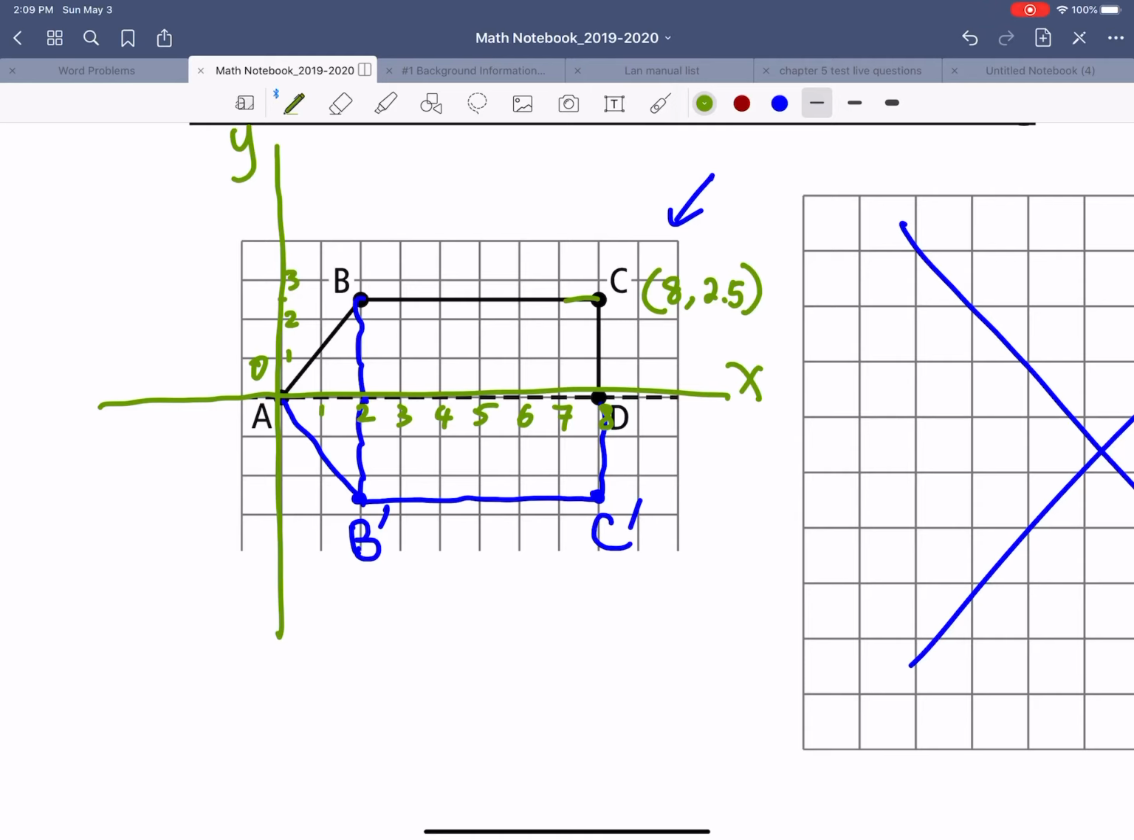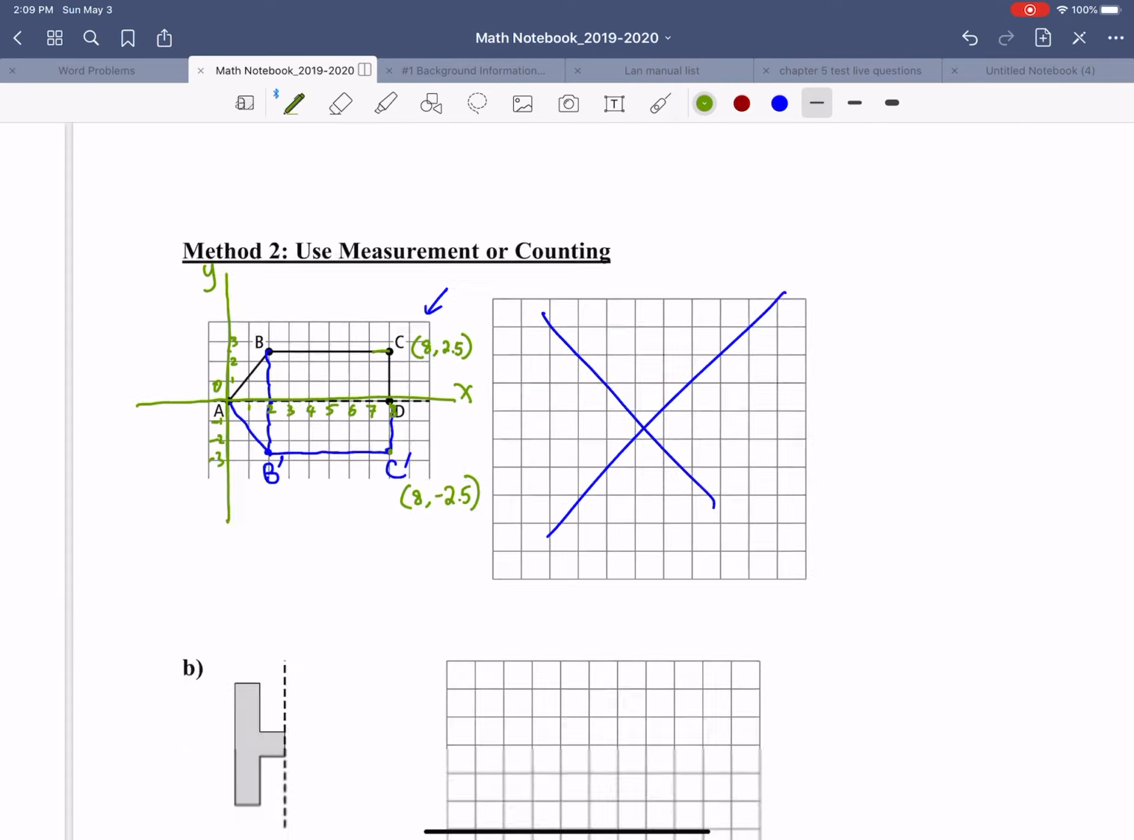So the only thing that's changing, do you see that this C is still on 8 for X? Now what's changing is Y. So Y is going negative side instead of the positive side, okay? It's just a negative version of the original C. Okay, so it's like that, negative 2.5. So they might ask you something like that, okay?